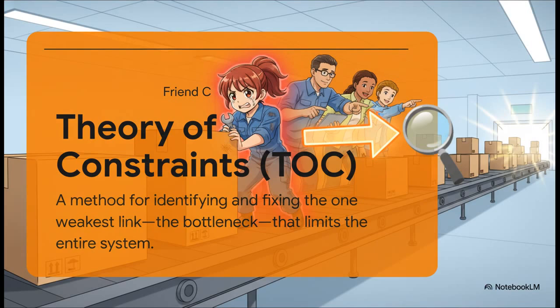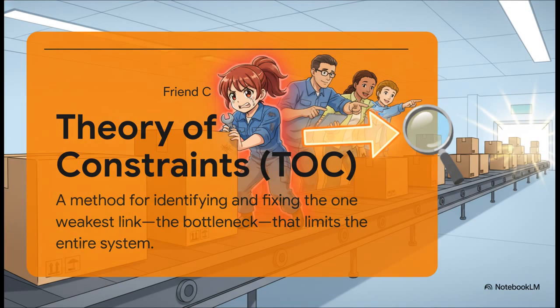This simple idea is the absolute heart of something called the theory of constraints. And it's a really powerful method that basically says, stop trying to improve everything all at once. Find the one weakest link, your friend C, and focus all of your energy, all of your resources on helping them.